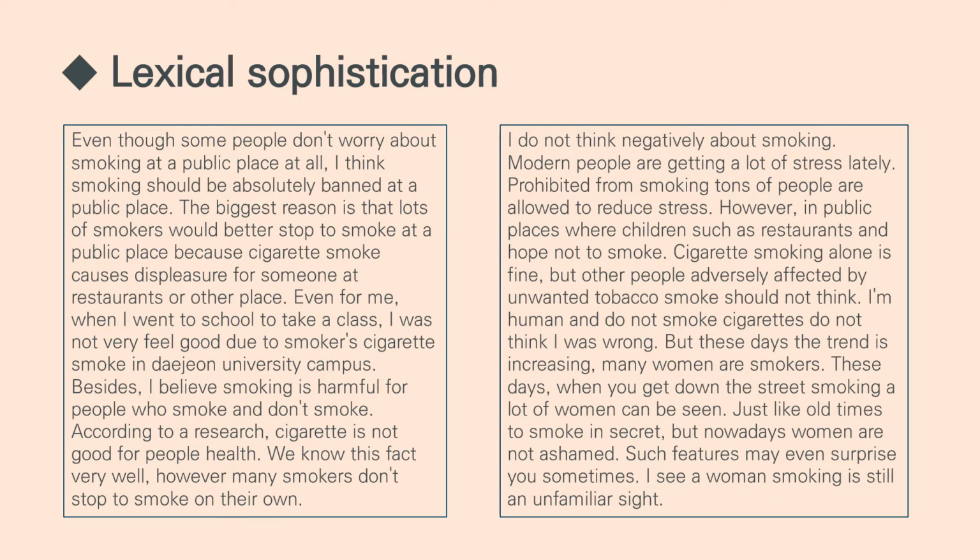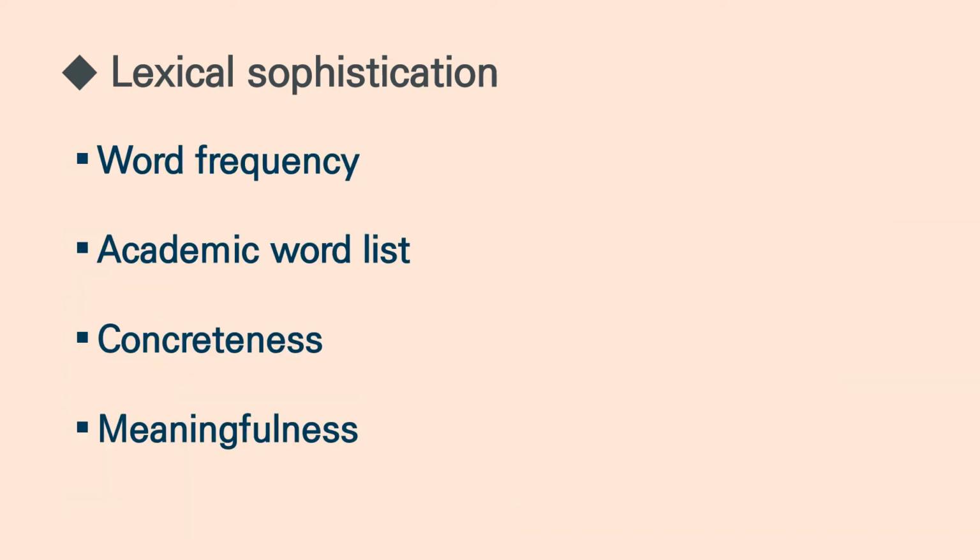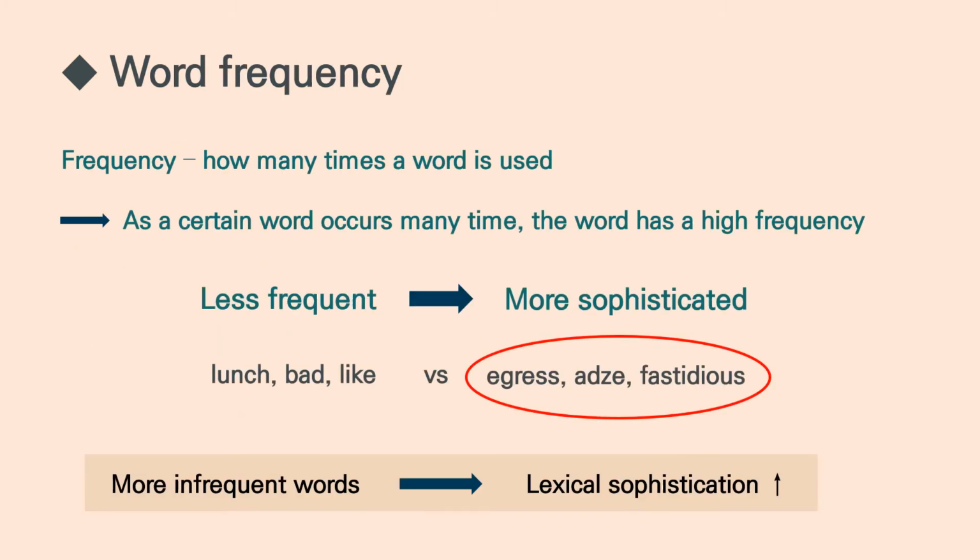Then, how can you measure lexical sophistication between paragraphs like this? Many studies have shown that lexical sophistication can be measured in various dimensions. Among several dimensions which reflect lexical sophistication, I'm going to talk about these four dimensions: word frequency, academic word list, congruence, and meaningfulness. The first category is word frequency.